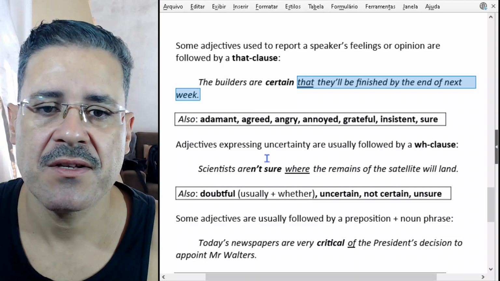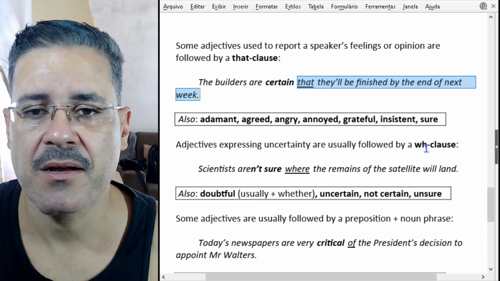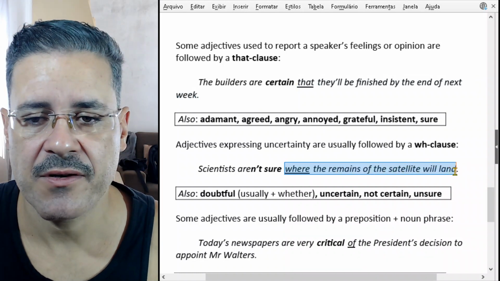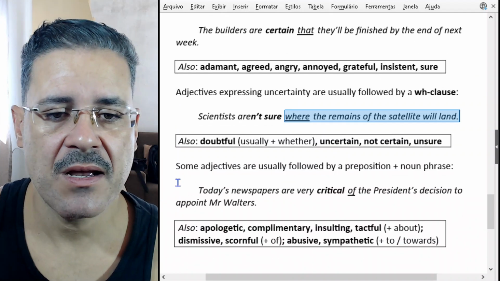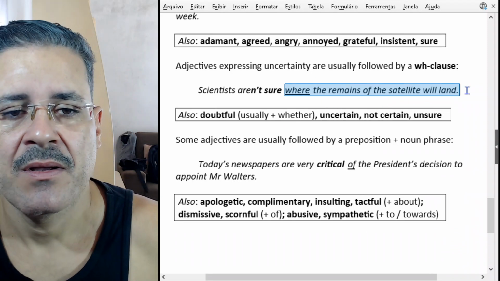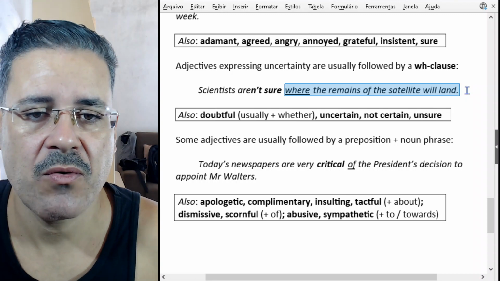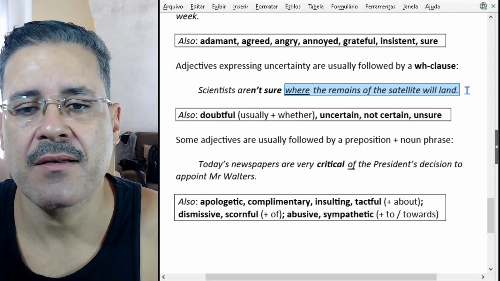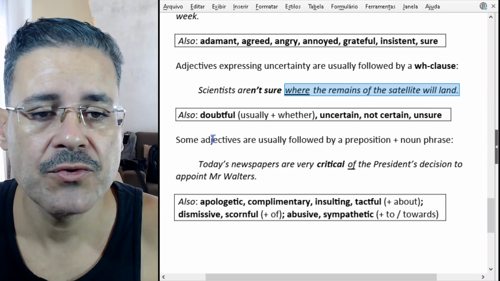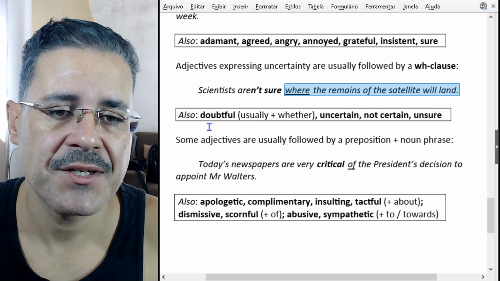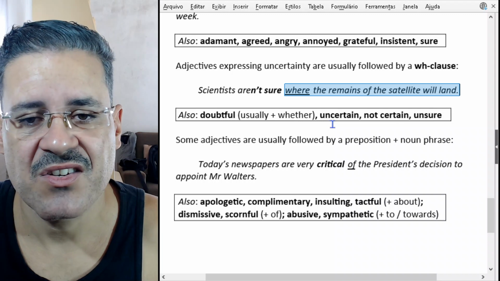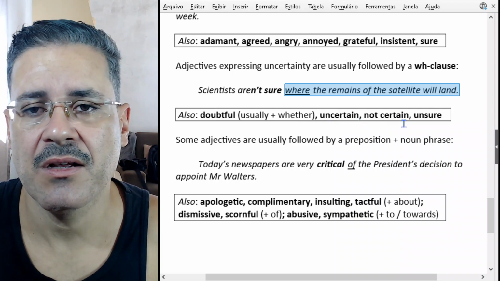Adjectives expressing uncertainty are usually followed by a WH clause. So we've got here, for example, scientists aren't sure where the remains of the satellite will land. Also, we can use this with the adjectives doubtful, usually plus whether, doubtful whether, uncertain, not certain, and unsure.